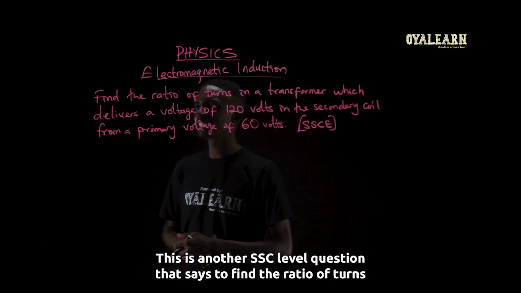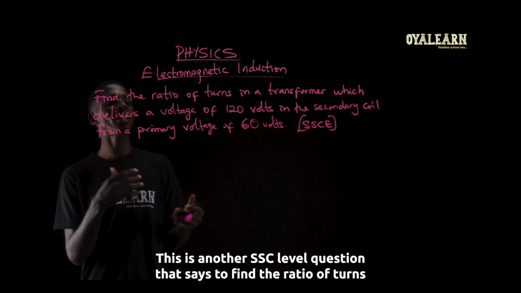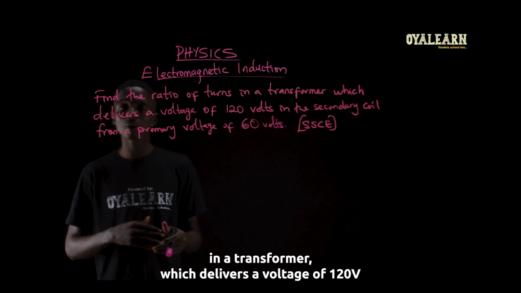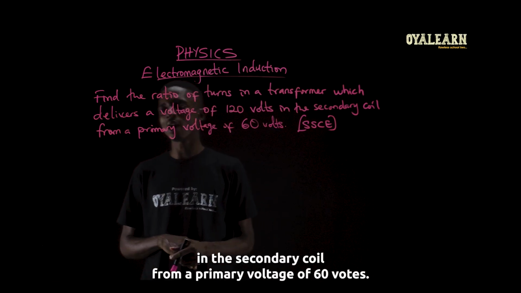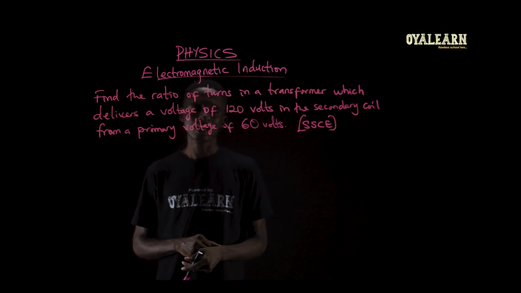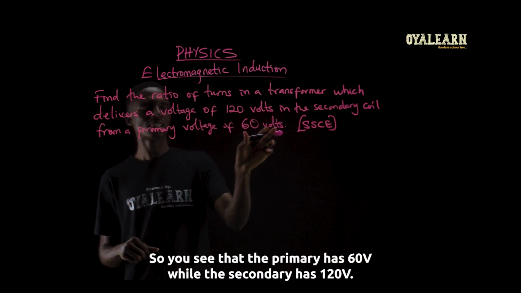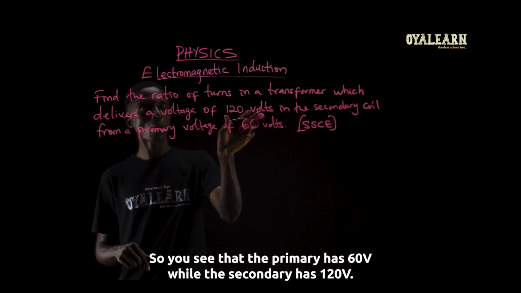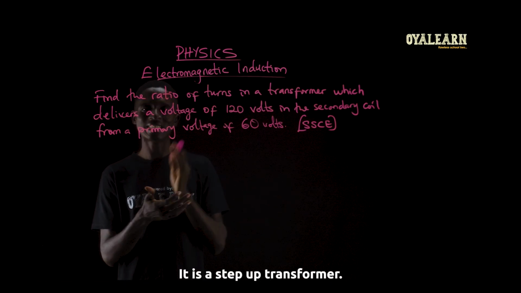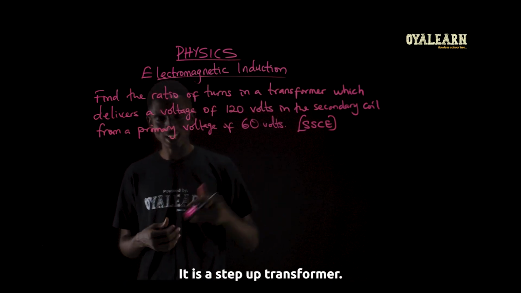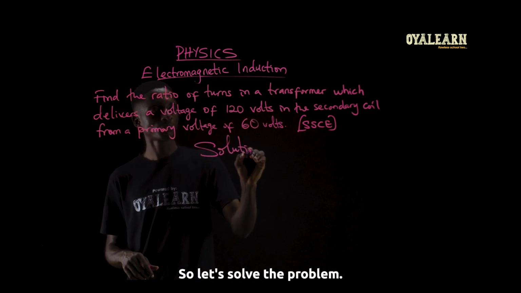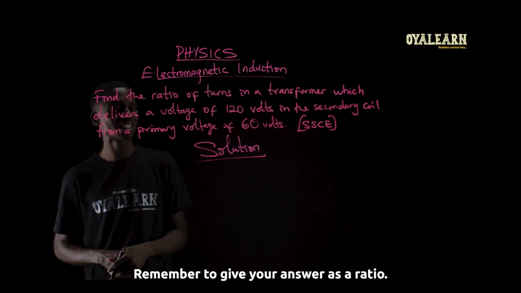This is another SSC level question that says to find the ratio of turns in a transformer which delivers a voltage of 120 volts in the secondary coil from a primary voltage of 60 volts. So you see here that the primary has 60 volts while the secondary has 120 volts. So what type of transformer is this? That's correct. It is a step-up transformer. That's very good. So let's solve the problem. Remember to leave your answer as a ratio.